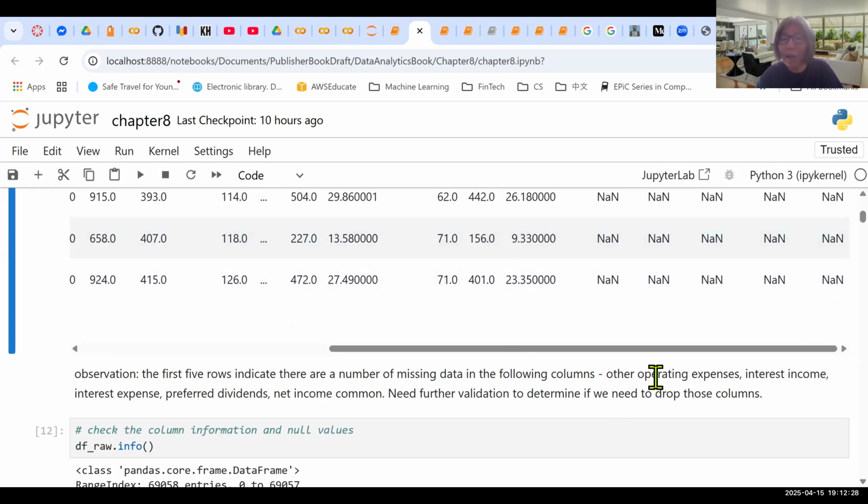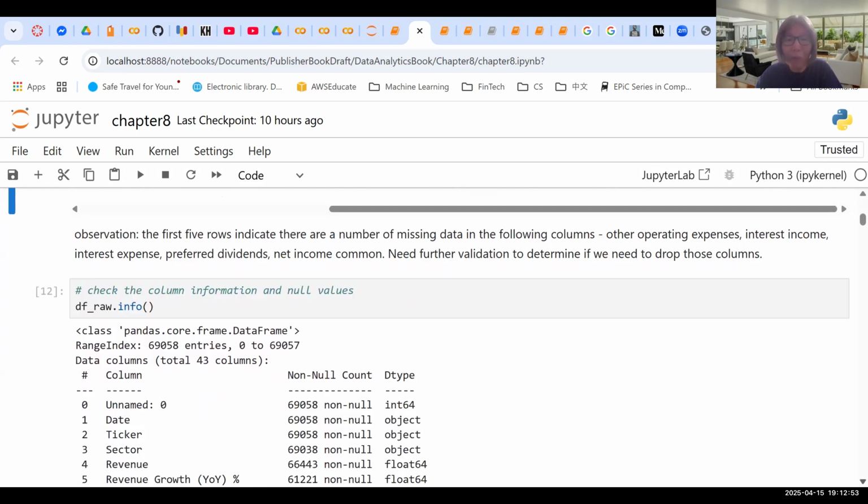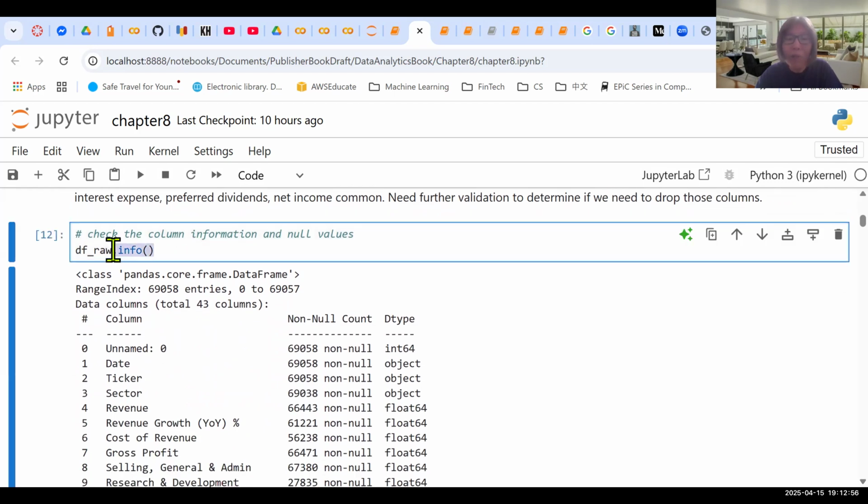Those columns are operating expense, interest income, interest expense, preferred dividend, net income. So we need to do some further validation to see if we want to drop those columns, or if it's just a coincidence that the top has some null values. We need to do some further examination. If you recall, the info function for the data frame reveals a lot of column information and the null values. Generally speaking, we are also going to call this to do some data examination.